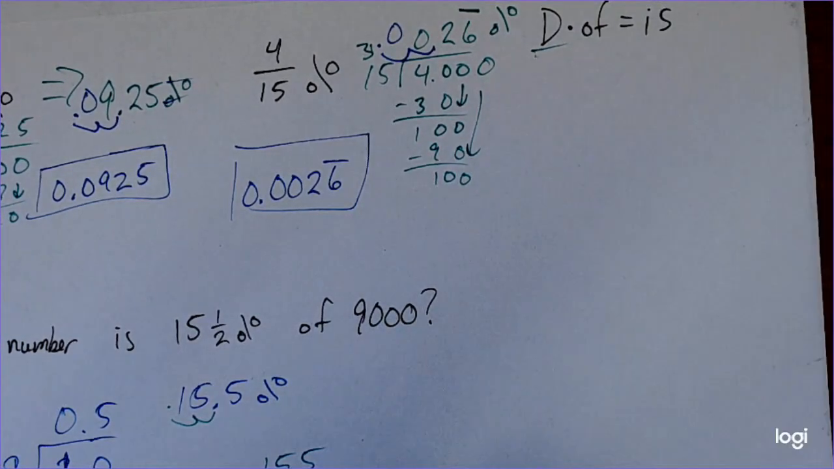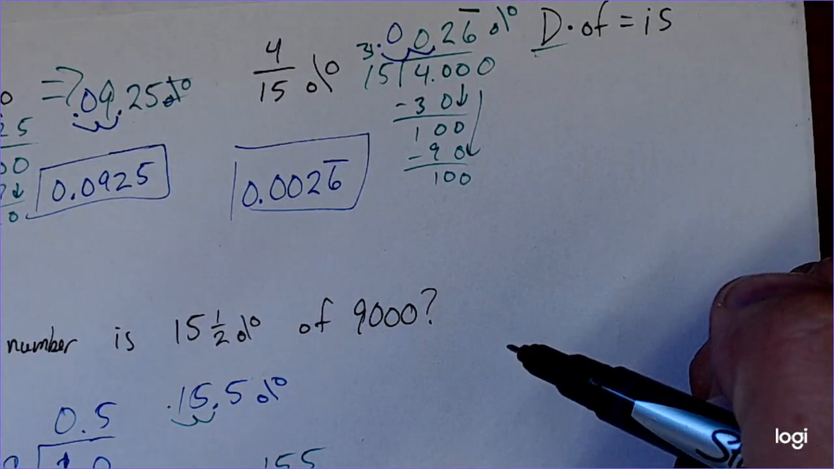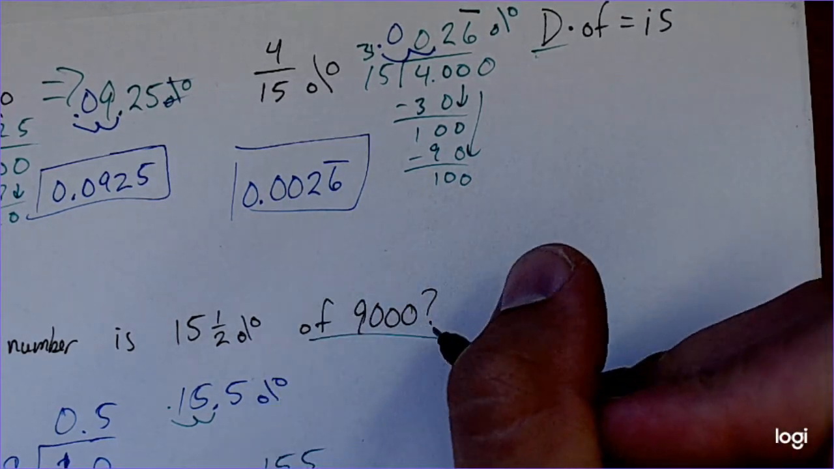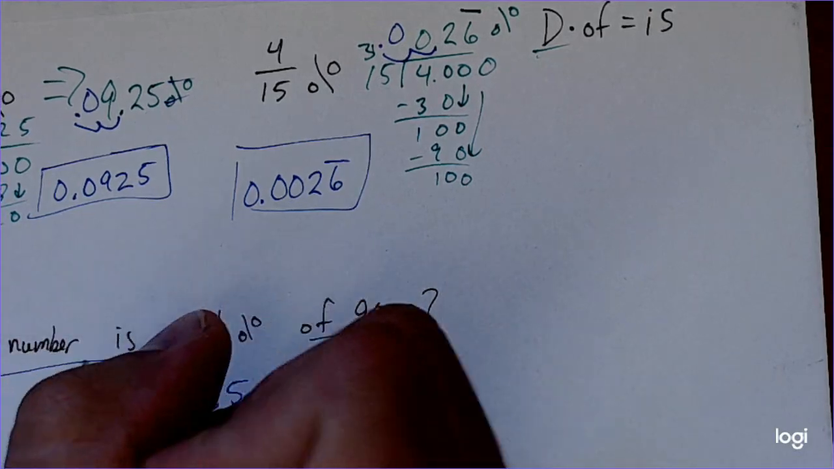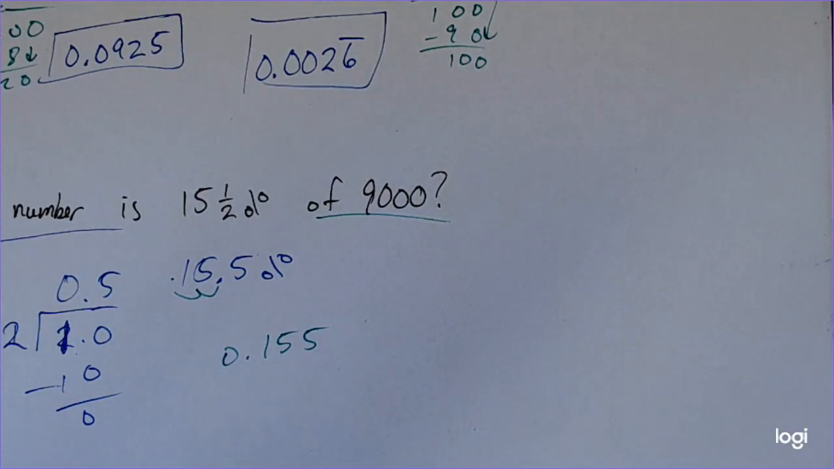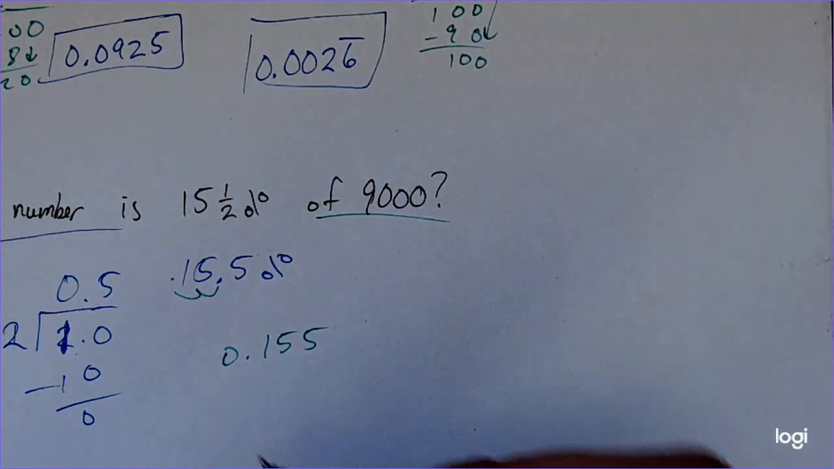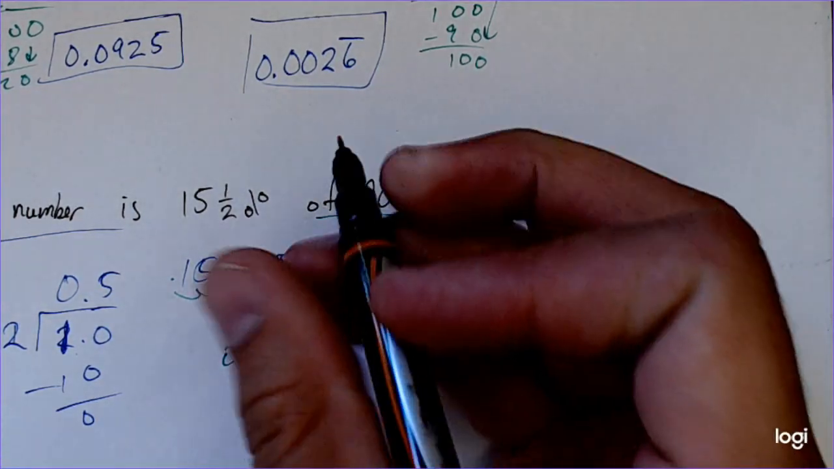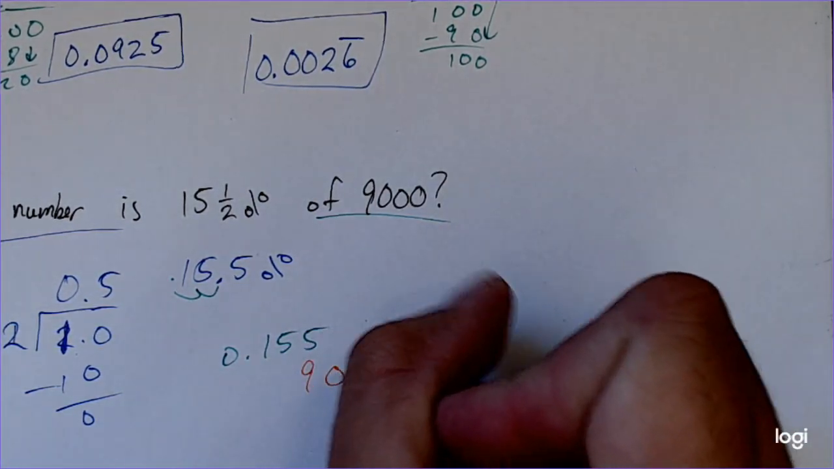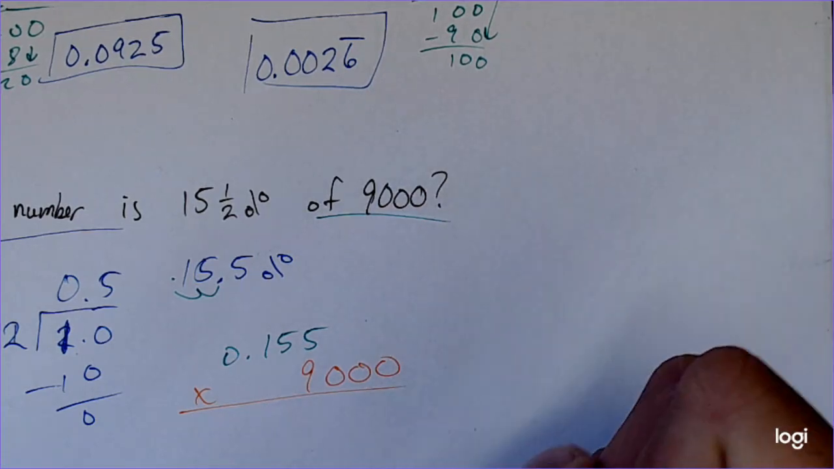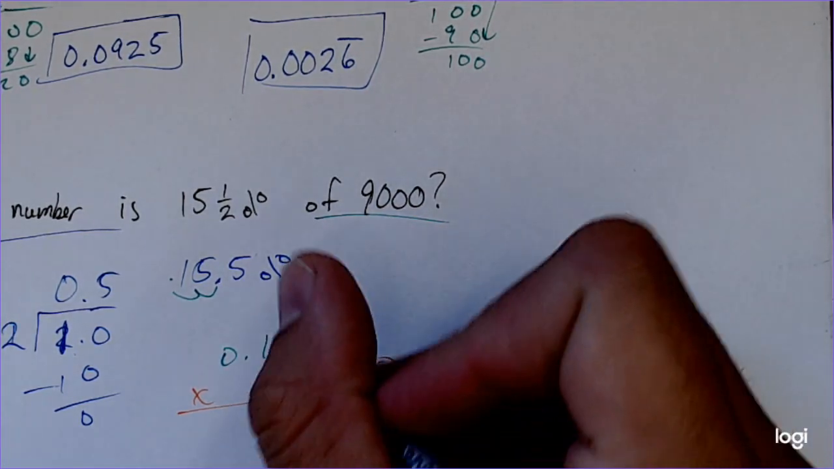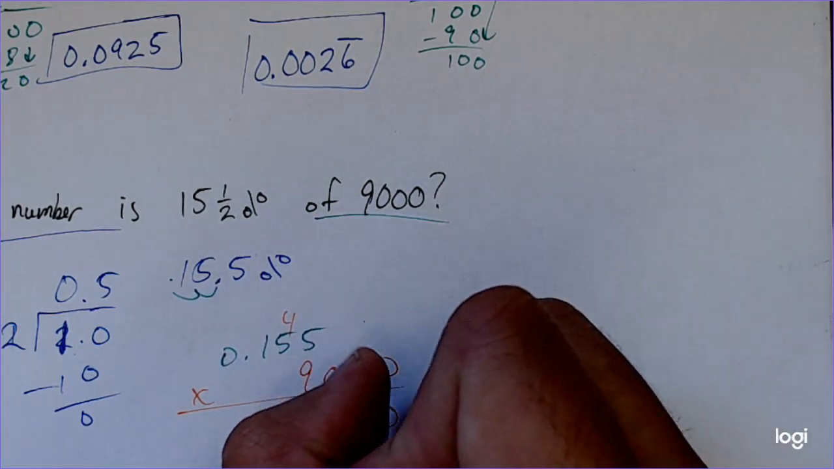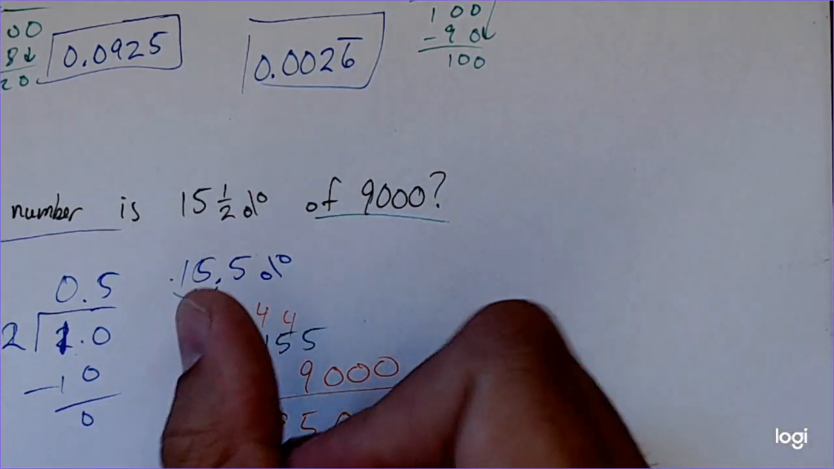So now I have to take the decimal number, multiply it by the of number to find the is. So I can see the of number right here is 9,000. And my is number is my x, right? So I'm going to multiply 0.155 times 9,000. We'll go ahead and put 9,000 on the bottom. I'll drop these zeros over to the edge so I can just add them right there. And then 9 times 5 is 45. Carry the 4. 45 plus 4 is 49. 9 times 1 is 9 plus 4 is 13.